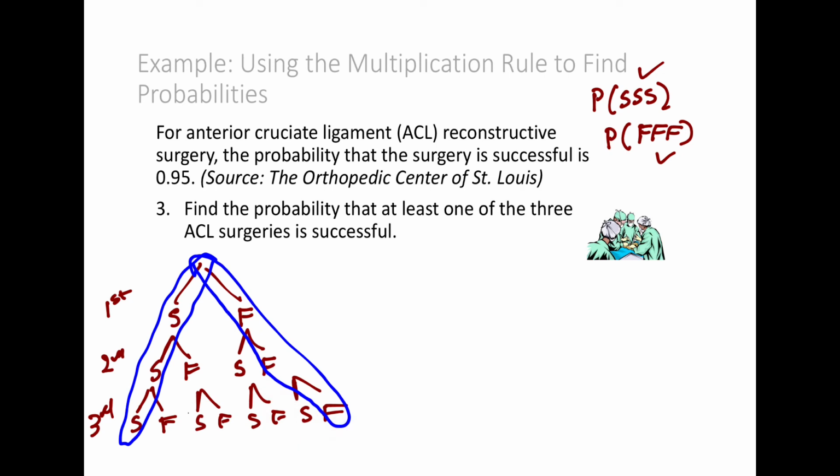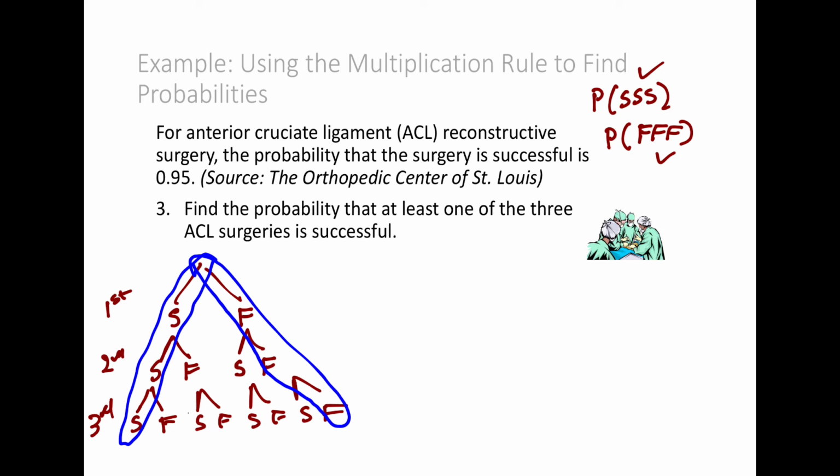In fact, there's 8 different ways, 8 different outcomes. We've just found 2 of them. For this problem, what they're asking us is to find the probability that at least one of the 3 surgeries is successful. At least one.